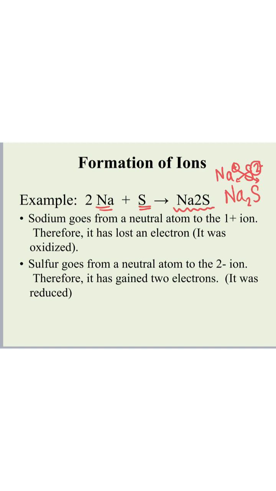So what does that mean? Well, sodium goes from 0, there's no charge here, to +1 whenever it makes its compound, okay? So it's losing an electron in order to do that. That means it's oxidized. Sulfur goes from 0, because there's no charge and it's by itself, to a -2, which means it's gained 2 electrons. Therefore, it was reduced.